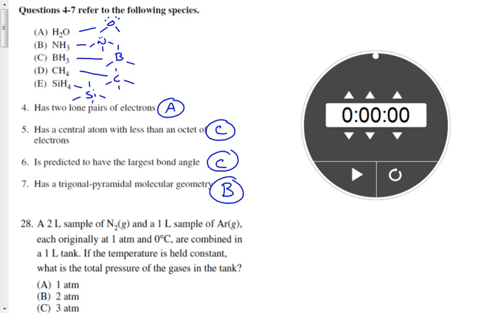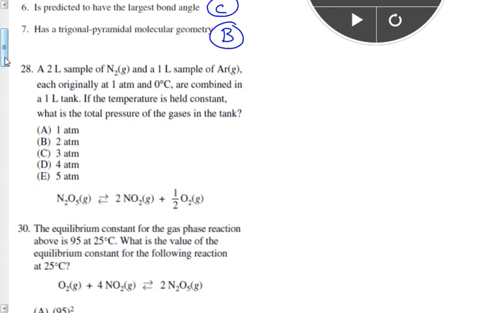All right, let's take a look at some other things. 28. Stay with me here because we might get out a couple minutes late, but I don't want to be too late. A 2-liter sample of N2 and a 1-liter sample of Ar, each originally at 1 atm, are combined in a 1-liter tank. The temperature is held constant. What is the total pressure? Guys, a 2-liter at 1 atm and a 1-liter at 1 atm, and they're both put in 1 liter. Well, if you shrink this, what happens to the pressure? It will double.